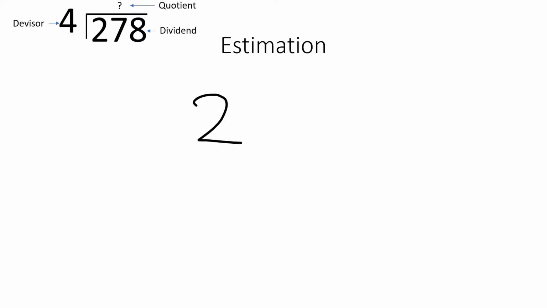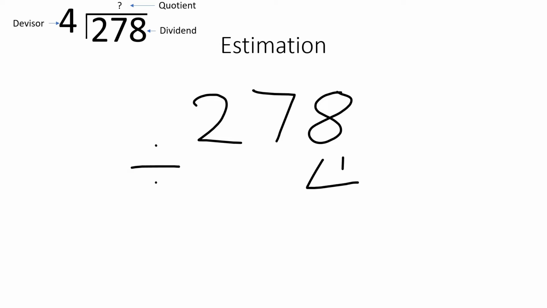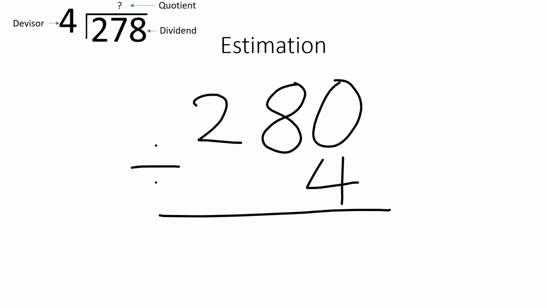I will begin by estimating the answer to this question. I will take 278 and round it up to 280 because that is a friendly number. Now we need to solve 280 divided by 4. To make this easier to divide mentally, I will pretend I am working with 28 divided by 4 and then remember to adjust the place value later.